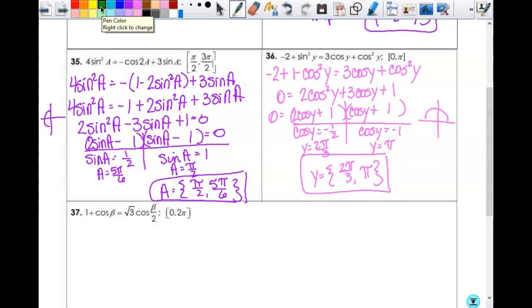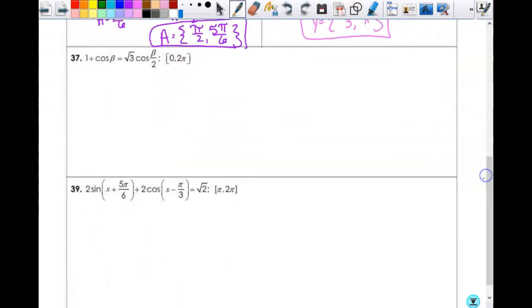All right, 37. I've got a half angle here, and for my half angles for cosine, I don't have a choice. There's not options. There's only one thing I can substitute in. So this gives me 1 plus cosine beta equals square root of 3 times plus or minus the square root of 1 plus cosine beta over 2. All right, so that I substituted in the half angle.